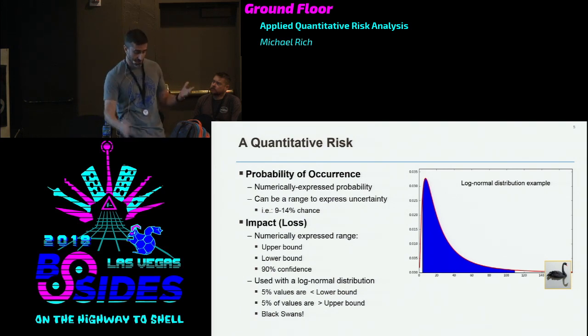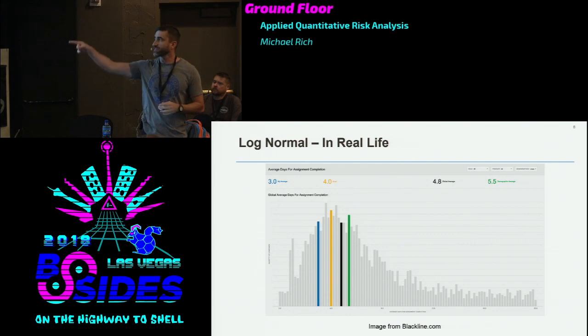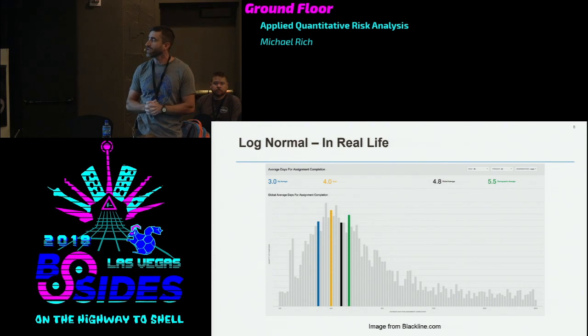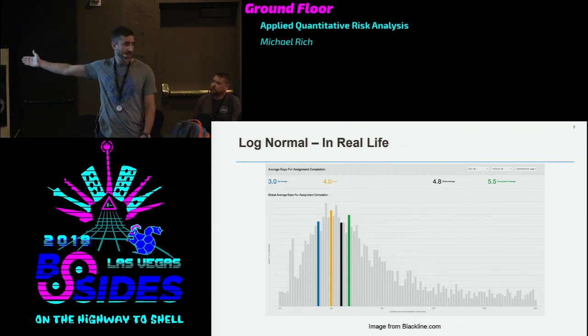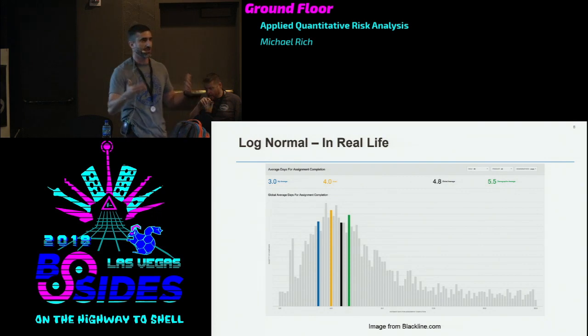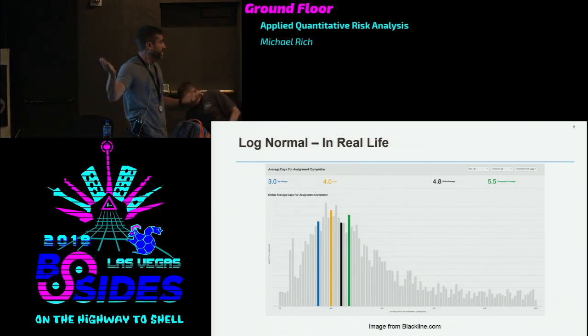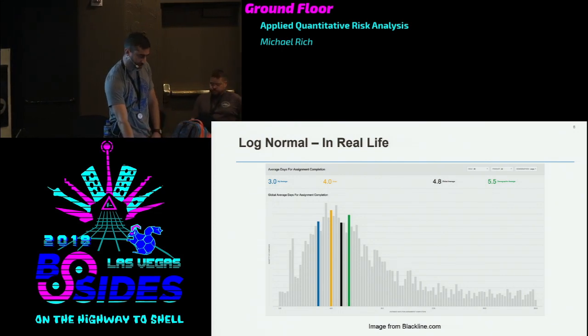Now, do log normals exist in real life? This is a graph from Blackline. Blackline is a financial services company that exists in the valley where I live. I don't work for them, but this is on their website. It's saying average days for assignment completion, and you can see it matches the log normal distribution. Most of them are clustered around this 4-day mark. You've got some that happen very quickly, and you have other ones, like when your paycheck gets released, that happen 20 days later, right? So it shows the black swan effect, and it shows the log normal. That's just to show you that log normal is a real thing, and there are lots of real life processes that mimic this distribution, and that's why we use it for our quantitative risk assessment.